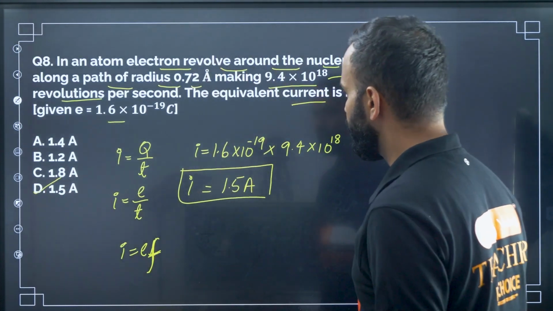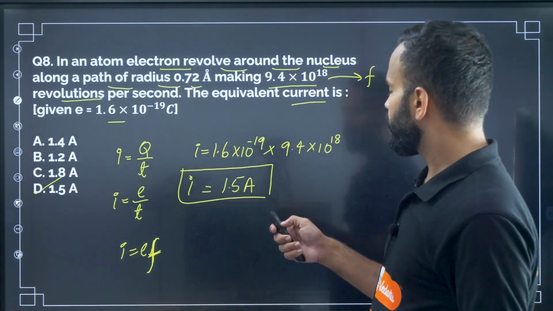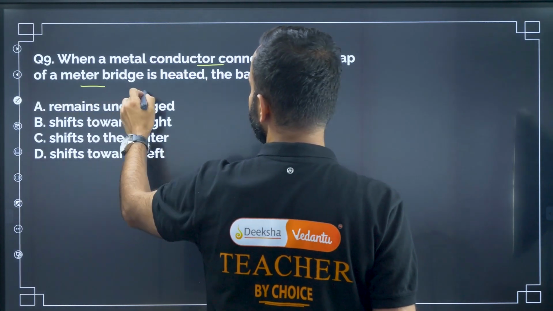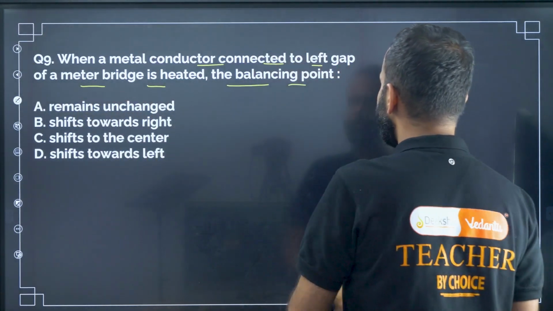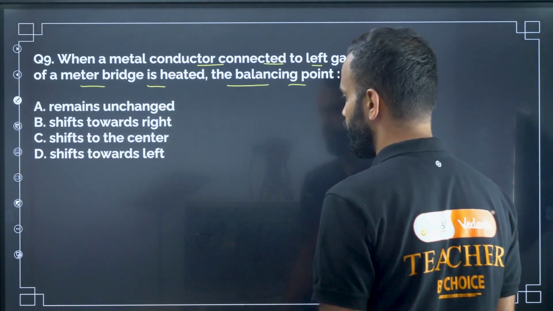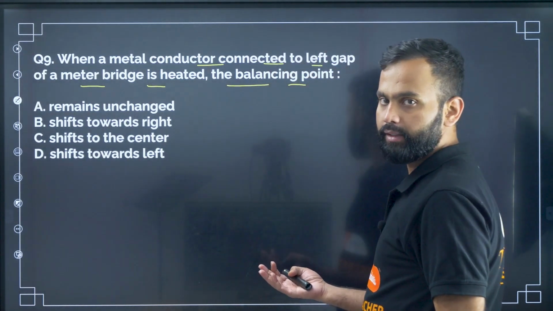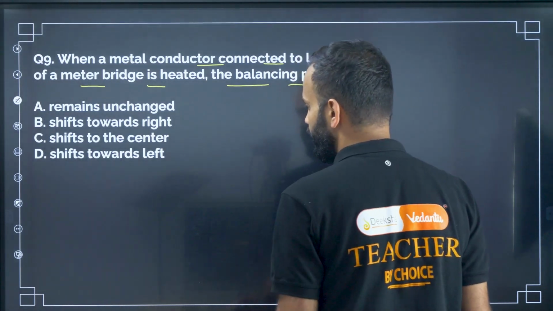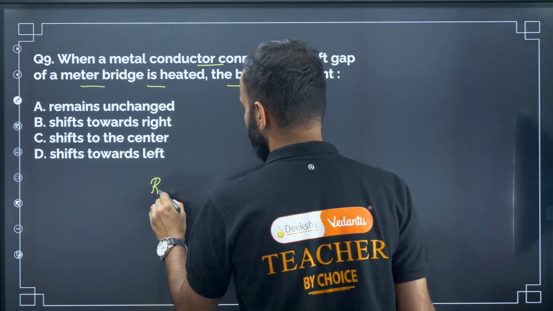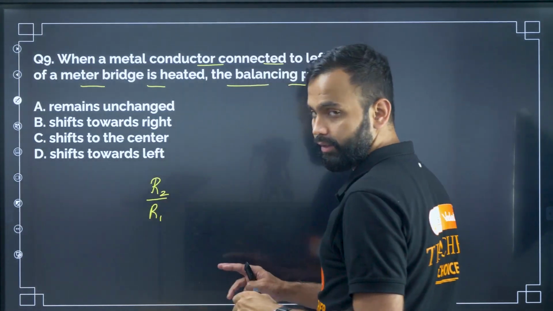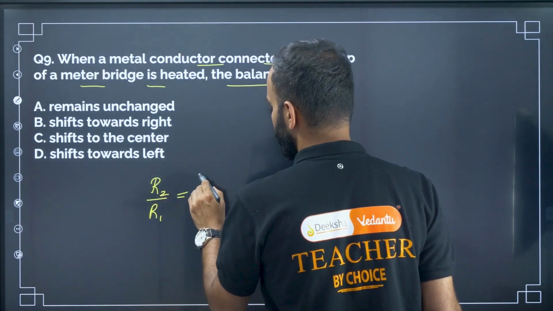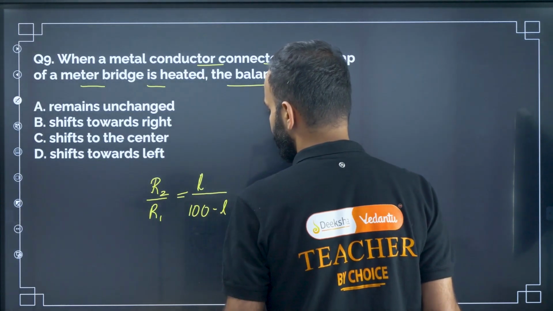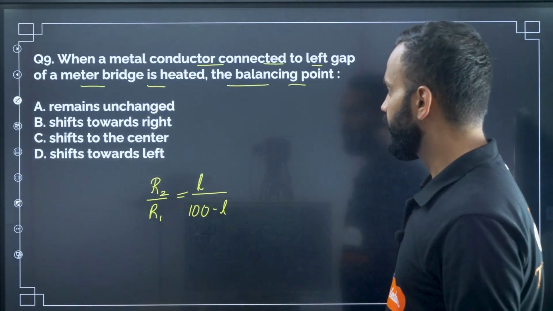1.5 ampere. Next question, question number 9. When a metal conductor connected to the left gap of a meter bridge is heated, the balancing point. Everybody knows the meter bridge, so I don't need to draw the diagram. What is the formula for the meter bridge? R2 divided by R1 is equal to L divided by 100 minus L.